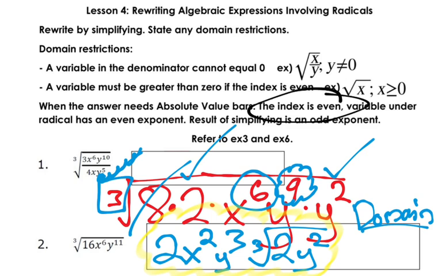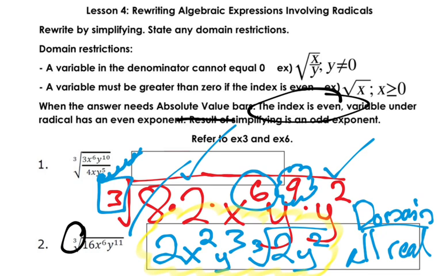Lastly, if the index is even, we have to introduce absolute value bars, which has not yet happened in this problem set because that index is again 3. So the domain restriction is that there isn't any. The domain would therefore be all real numbers.